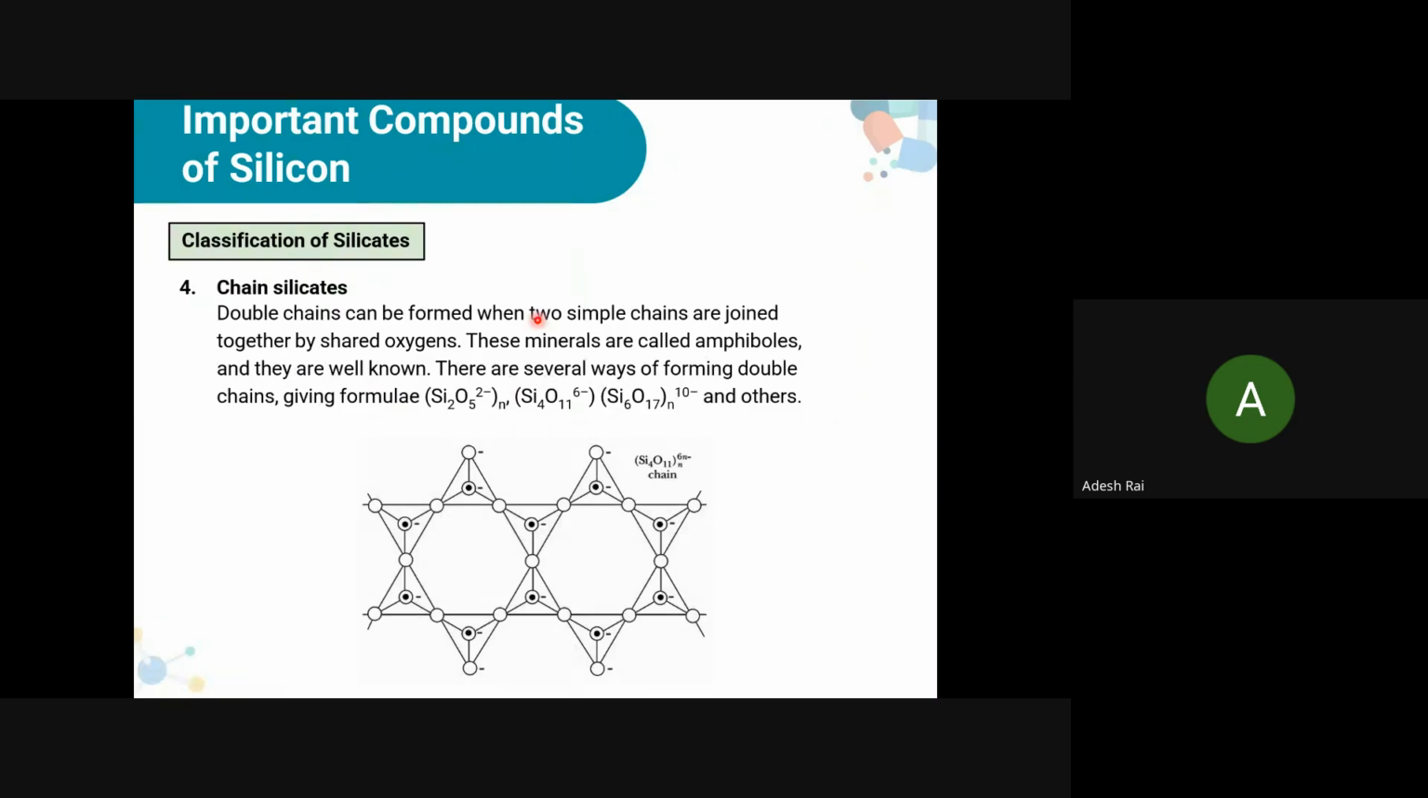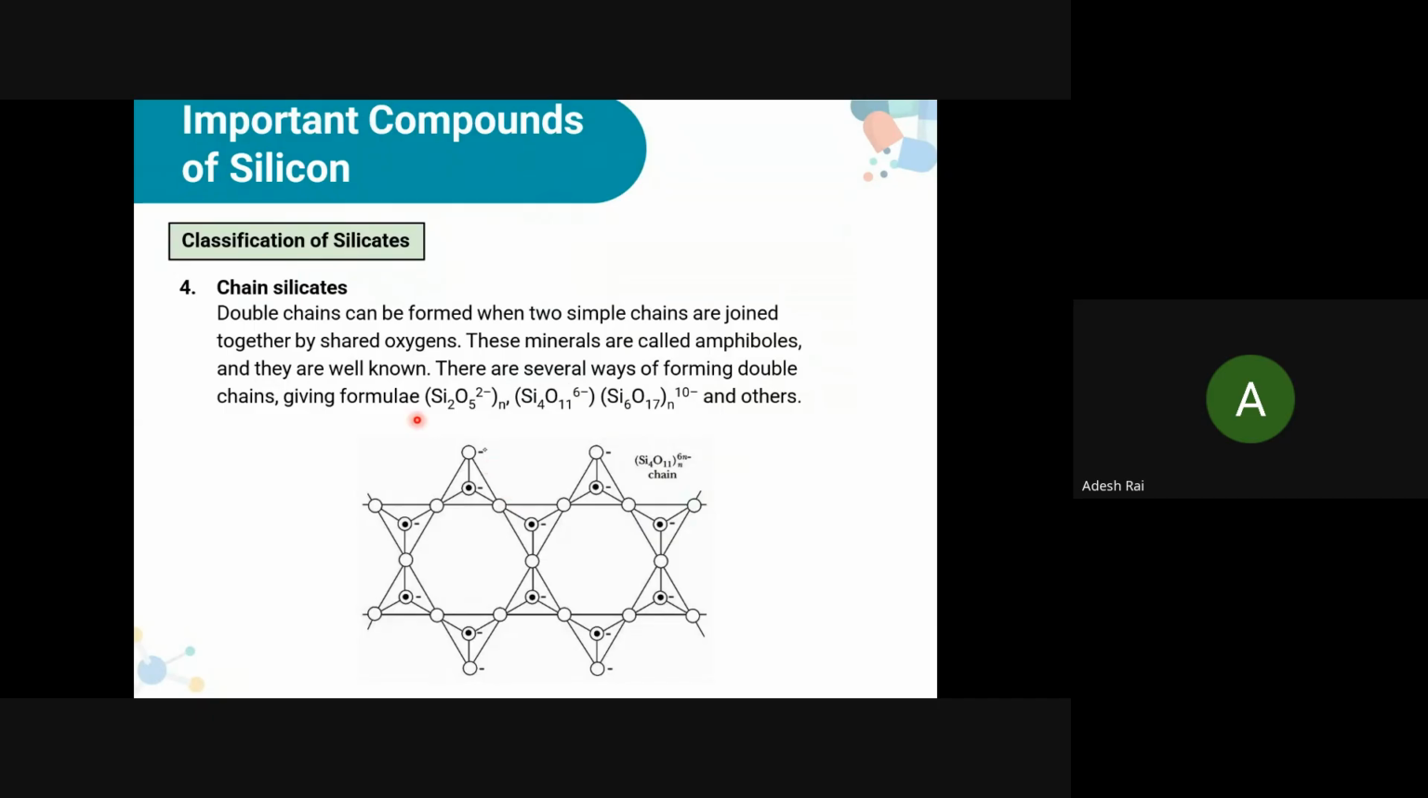Moving on. Okay, so double chains can be formed when two simple chains are joined together by shared oxygen. These minerals are called amphiboles and they are well known. There are several ways of forming double chains, giving formulae Si2O5 minus 2 and then Si4O11 and so on. Okay, this formula is not something we are bothered about.